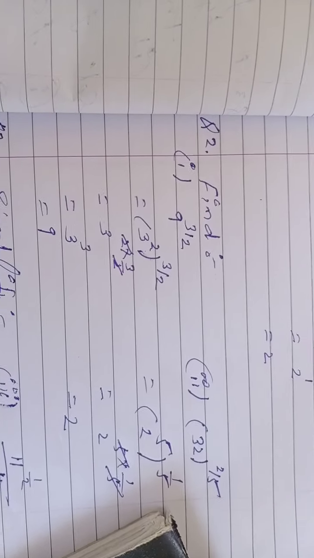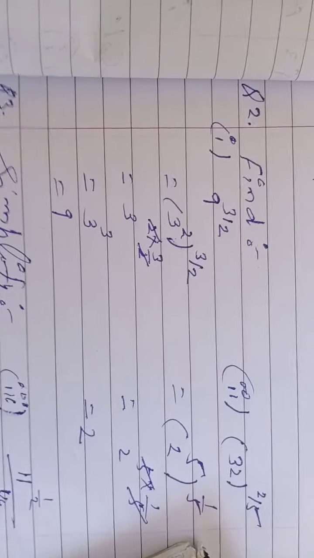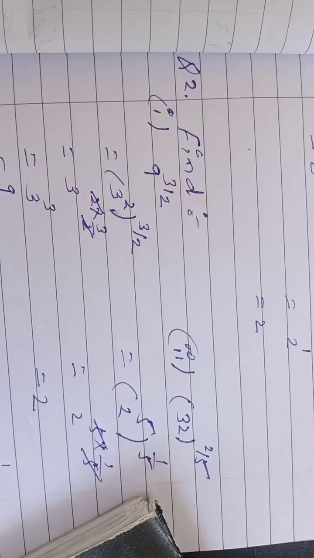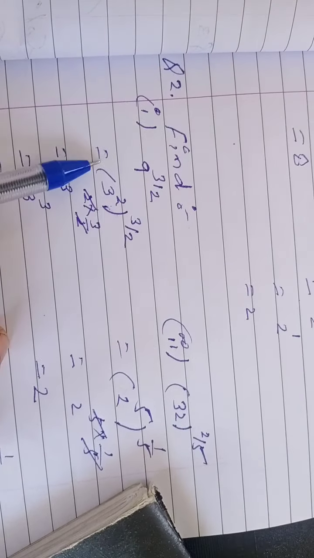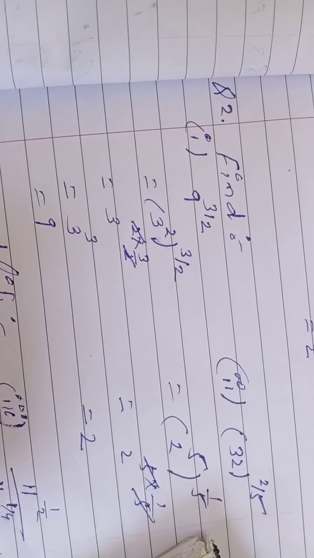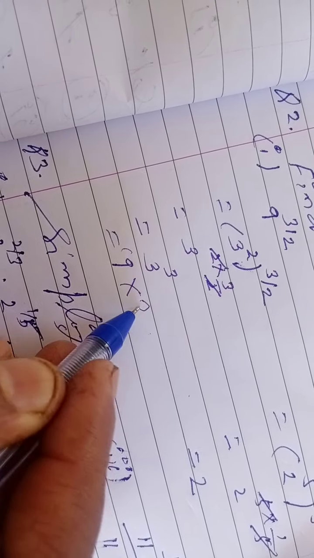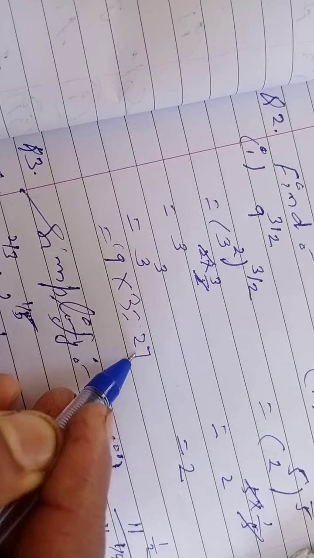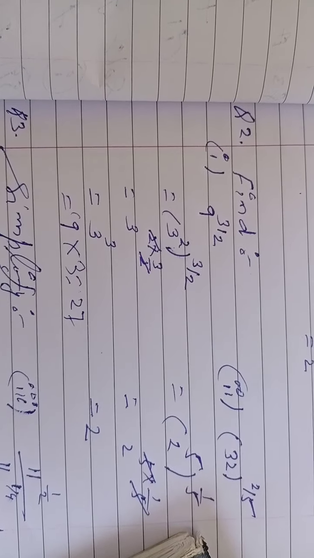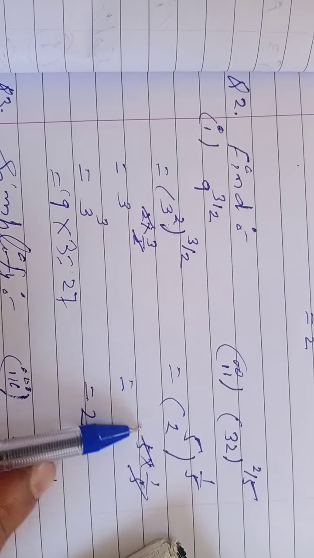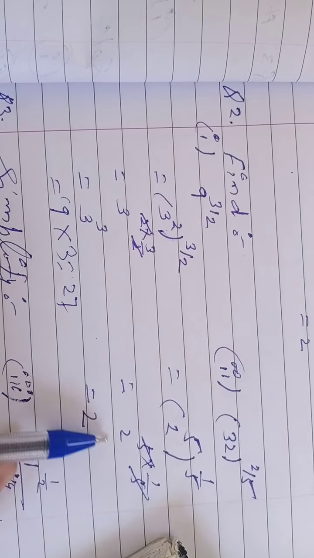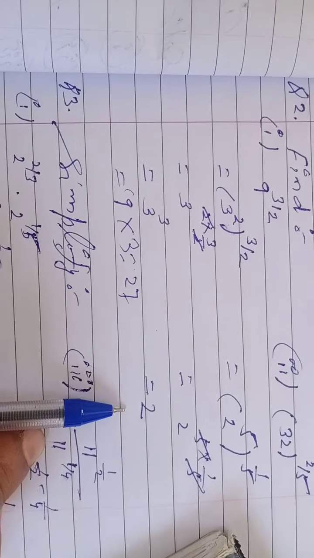Now the second question: find 9 to the power 3 upon 2. This question is of the same type. We can write 9 as 3 to the power 2, whole power 3 upon 2. The 2s will be cancelled out, so 3 to the power 3, which is 27. Now 32 to the power 2.5: we can write 32 as 2 to the power 5, whole power 1.5, so 2 into 5 into 1.5 is equal to 2.